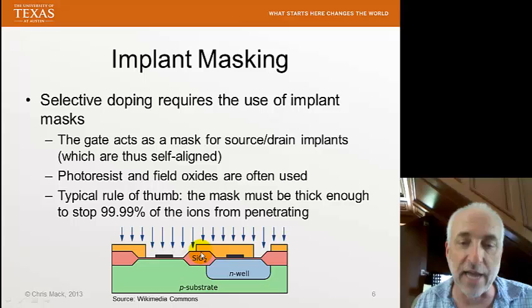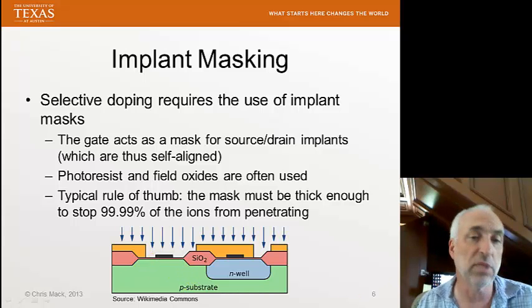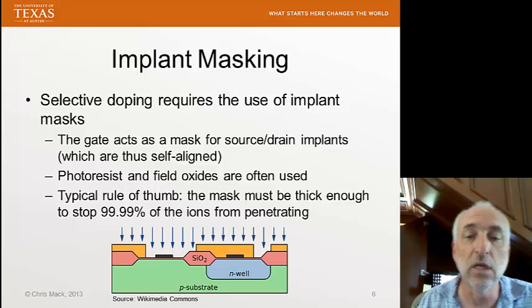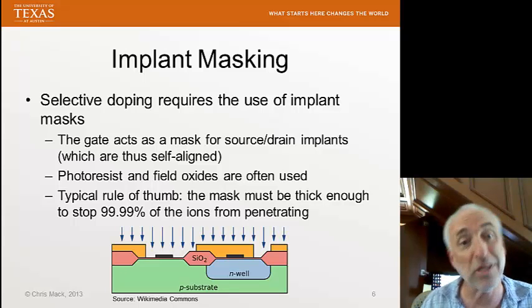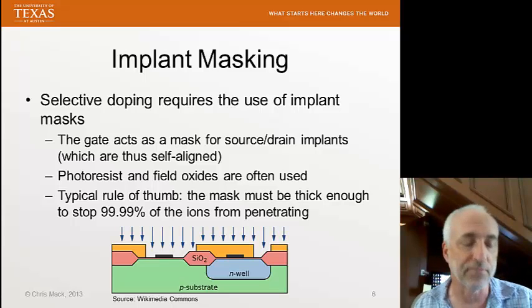And then our field oxide here and here in the pink is blocking in the region where we don't want the source and drain, as well as the gate mask blocking underneath the gate. So in this particular example, there are actually 3 masks being used simultaneously for one implant.